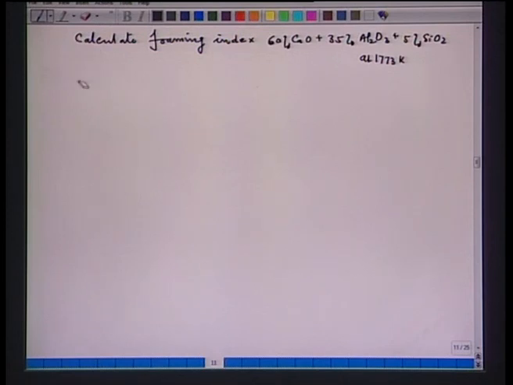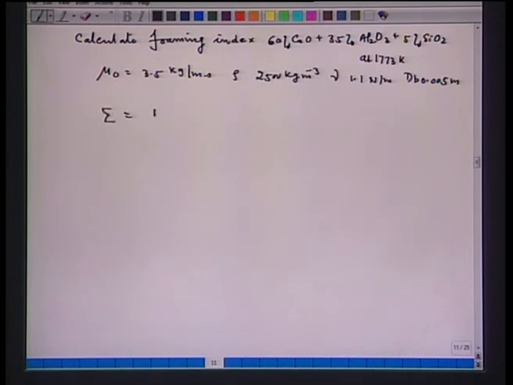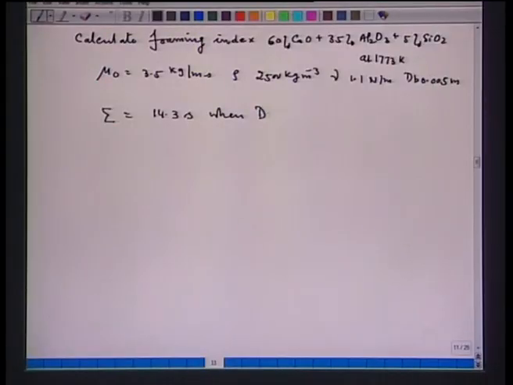The viscosity mu 0 is 3.5 kilogram per meter second, density 2500 kilogram per meter cube, surface tension 1.1 Newton per meter, and let us consider diameter of the bubble 0.005 meter as a typical example. Now, if I substitute all the values, then I get foaming index that comes to 14.3 seconds when diameter of the bubble is equal to 0.005 meter.